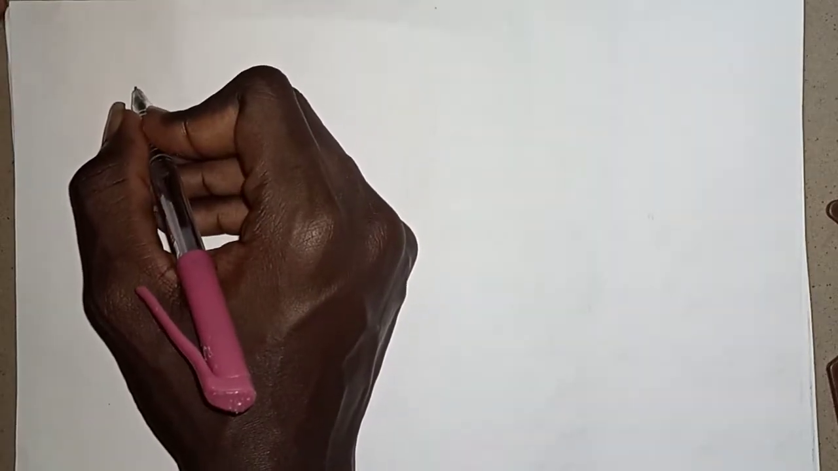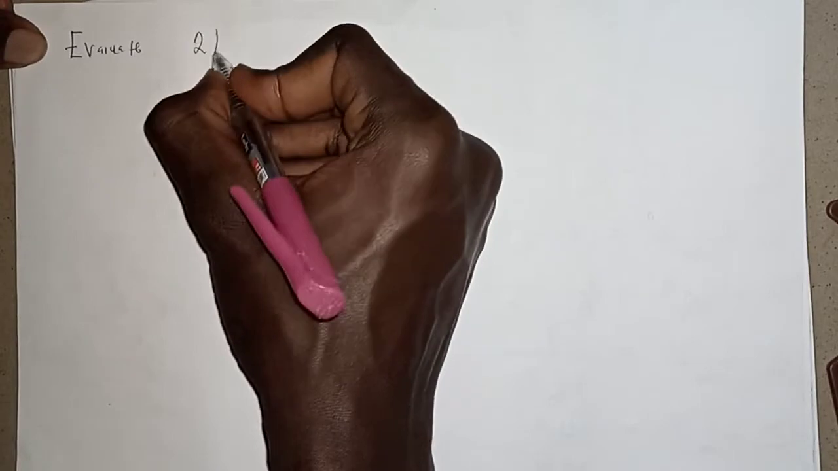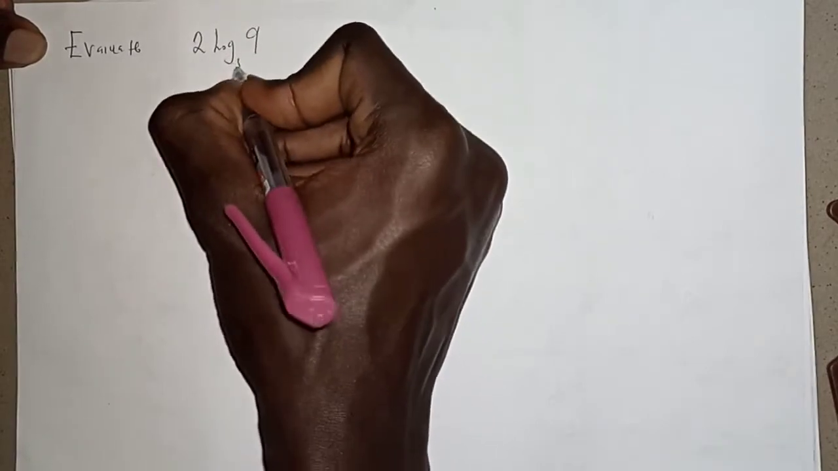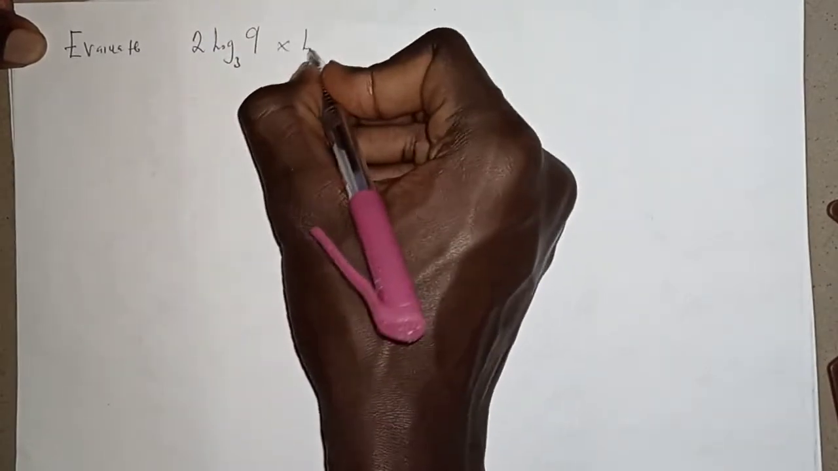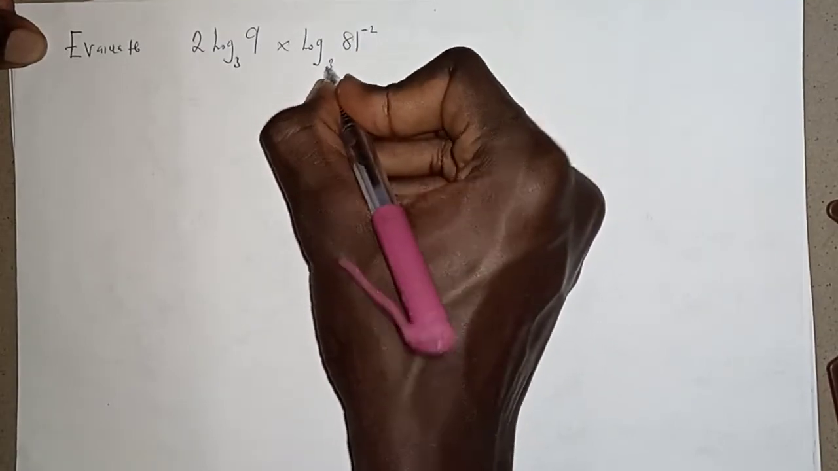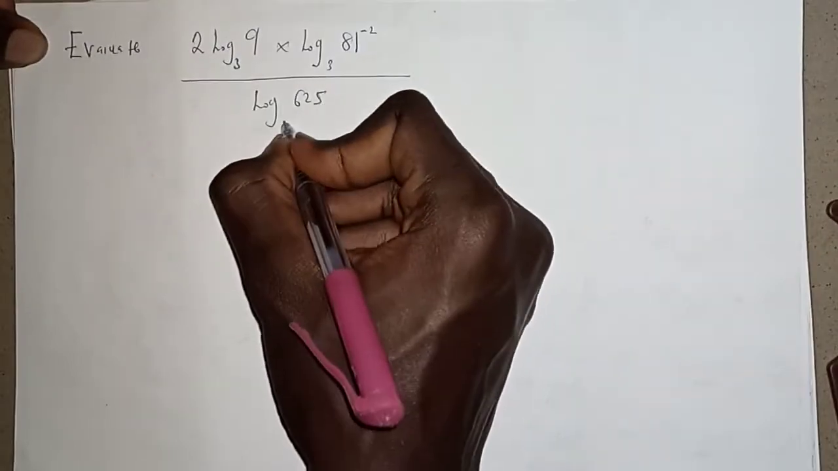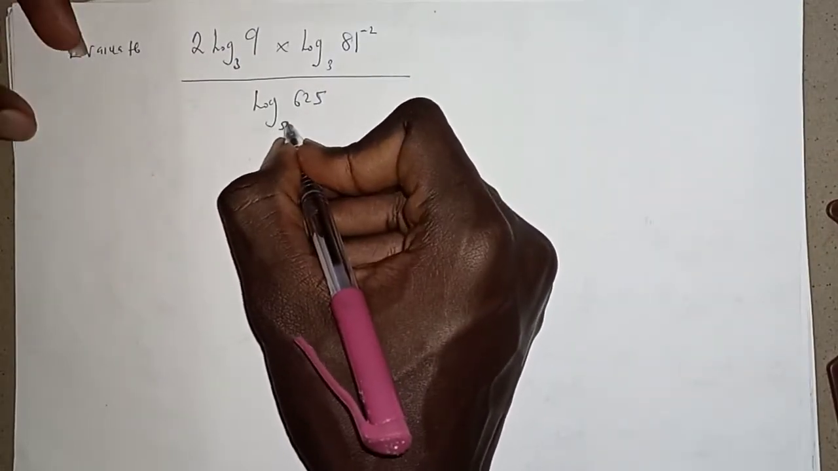So, since we are all familiar with the laws, let's try to evaluate some questions. The first question we have to try as an example here is: evaluate 2 log 9 to base 3, times logarithm of 81 raised to the power minus 2 to base 3, divided by logarithm of 625 to base 5. Now, options are given.